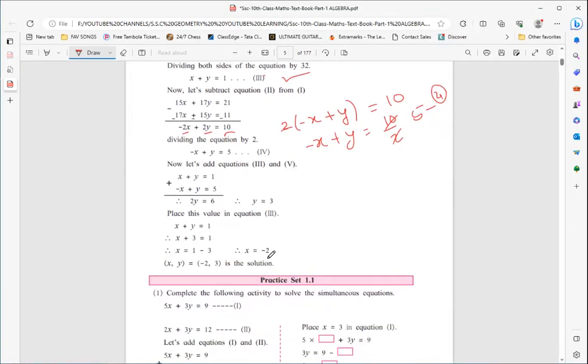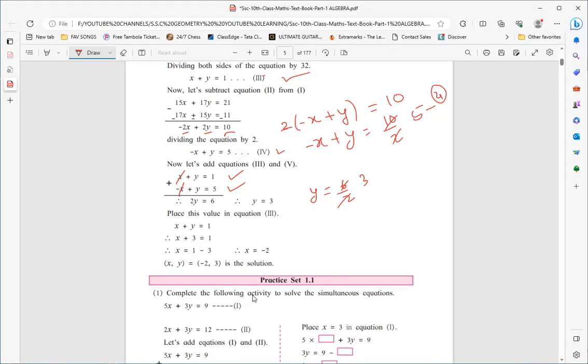Now we take the third and fourth equations together. How did you get the third equation? You got it by adding 1 and 2, and the fourth equation you got by subtracting 1 and 2. Equation number 3 is x plus y equal to 1. Equation number 4 is minus x plus y equal to 5. Now, as you can see, x cancels directly because x and minus x are opposite signs. So you get y plus y is 2y equal to 1 plus 5 equal to 6. So y equal to 6 upon 2, which is nothing but 3.